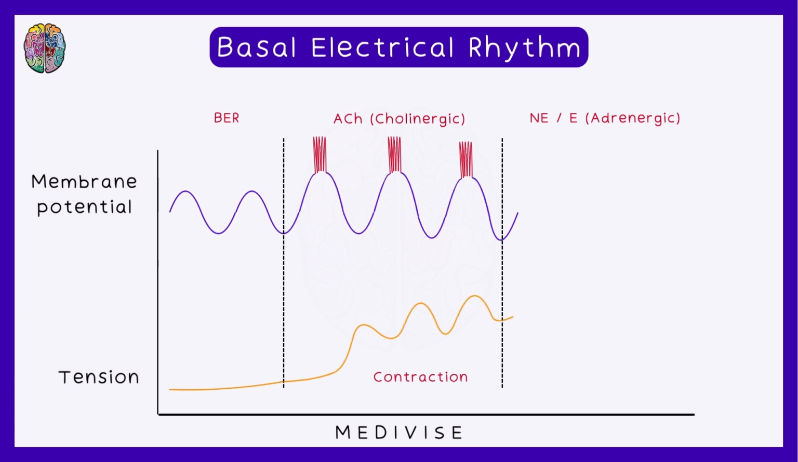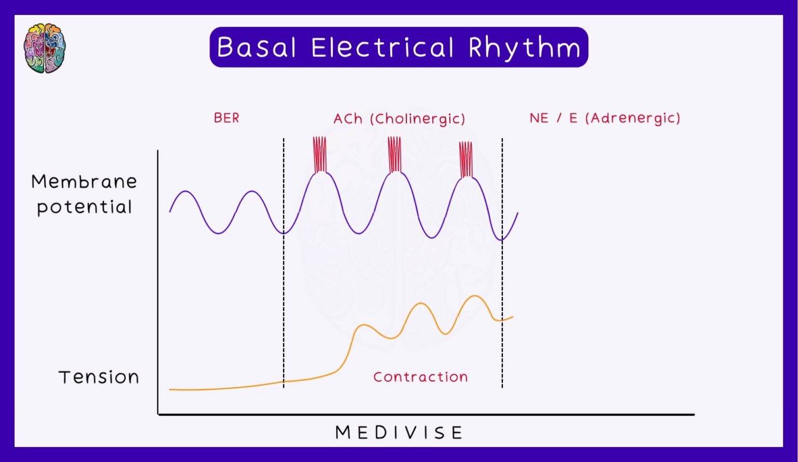You can compare the spike potentials at the top with the tension in the golden line. You can see that soon after the spike potentials, you are getting a rise in the tension, meaning contraction is taking place. Finally, what will happen if there is adrenergic stimulation?